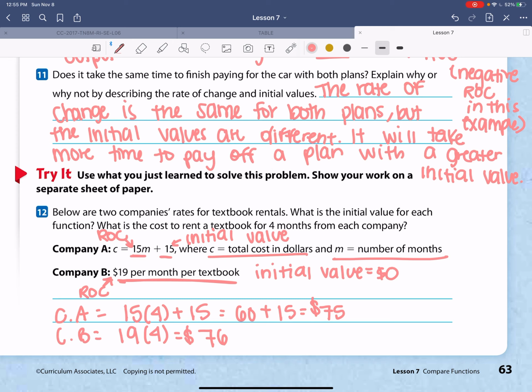So yes, they had that initial value, that starting cost, but their rate of change was ultimately cheaper than company B. And since the amount of months was so low, this was the first time that you probably would have had a cheaper value at company A. All right, so company A will cost you $75 there, and company B will cost you $76.